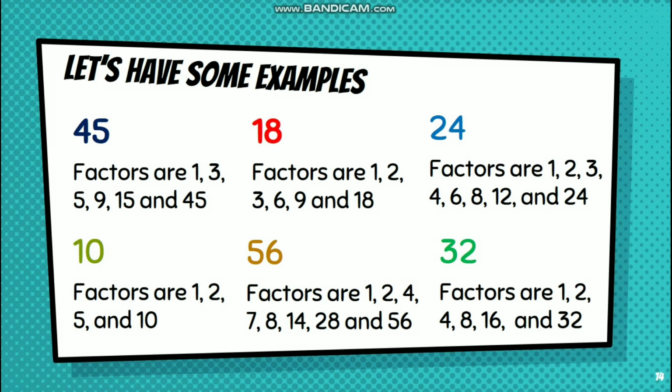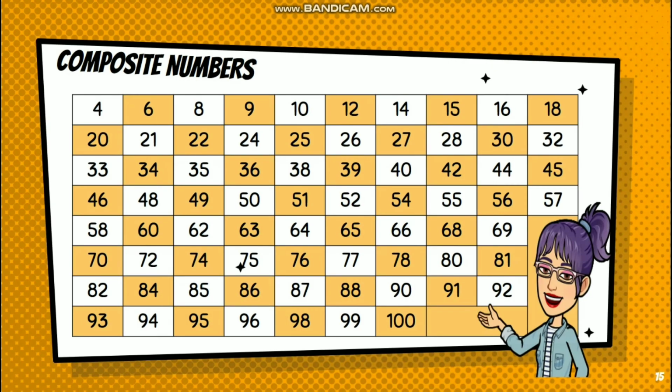Now, let's have the composite numbers up to 100. Take note of the following so that in our future exercises, it will be easy for you to identify if a number is prime or composite. These are the list of all composite numbers up to 100. Take note of the following.